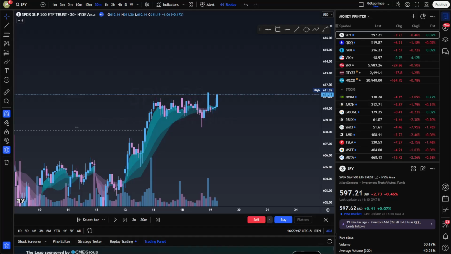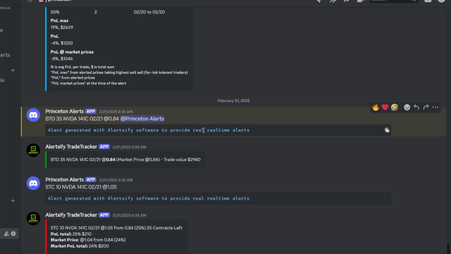So you guys can see, even from that live recording, the breakout happened in literally 15 to 30 seconds, and I was already up 42%. And that's the power of these breakouts and playing breakouts. It's really that simple. And you guys can actually see here that we have a real-time bot tracking our trades with a program called Alertify that we created.